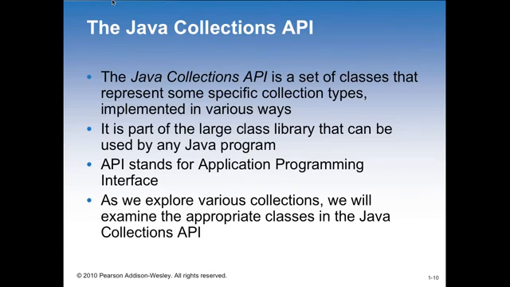It's implemented in various different ways. We have different types of collections that we can create, and different types of inherited classes from this. It's part of the large class library that we use with any Java program. We just import the package, and then voila, we have access to all of these different collections. API stands for Application Programming Interface, if you're brand new to this.